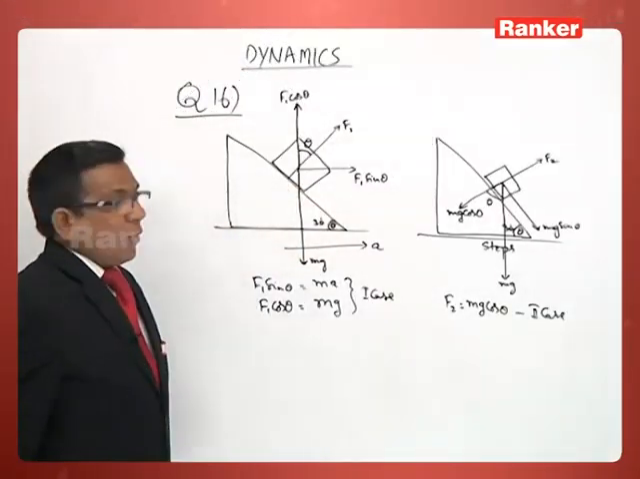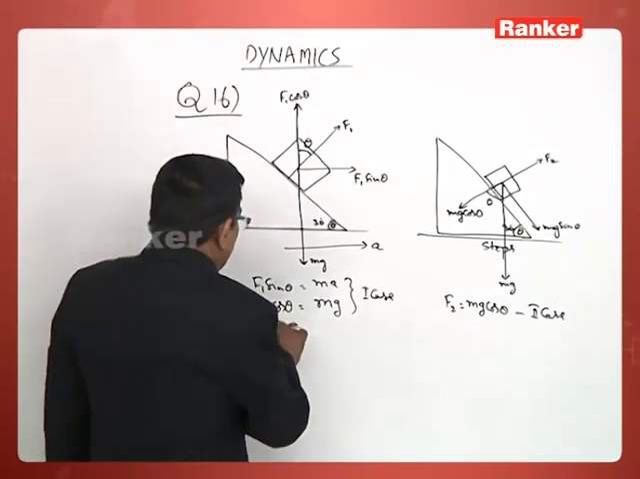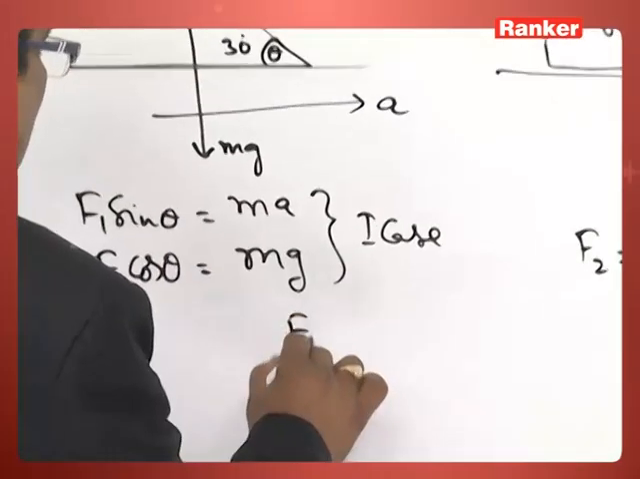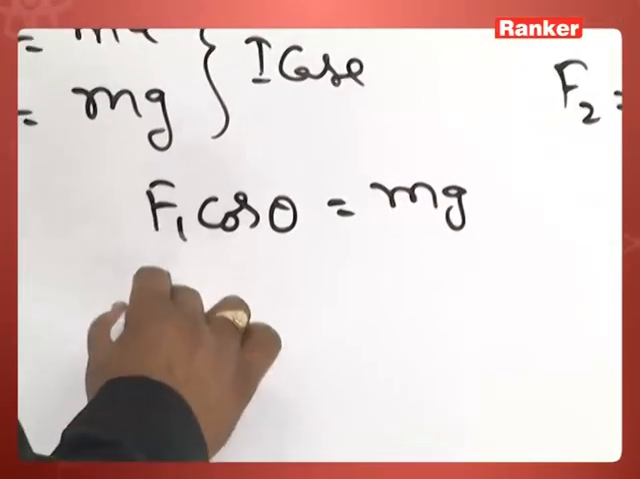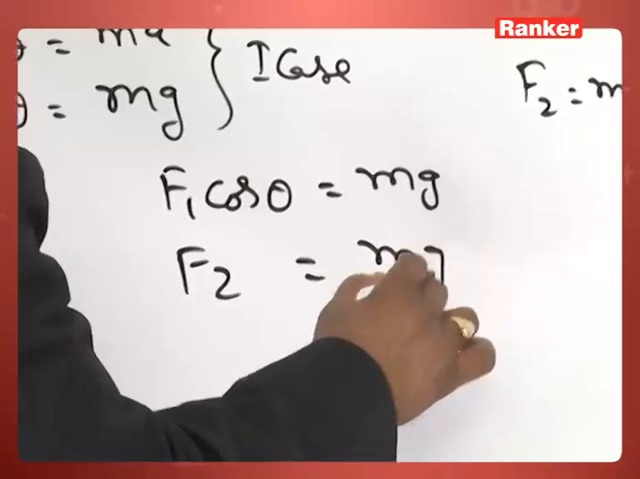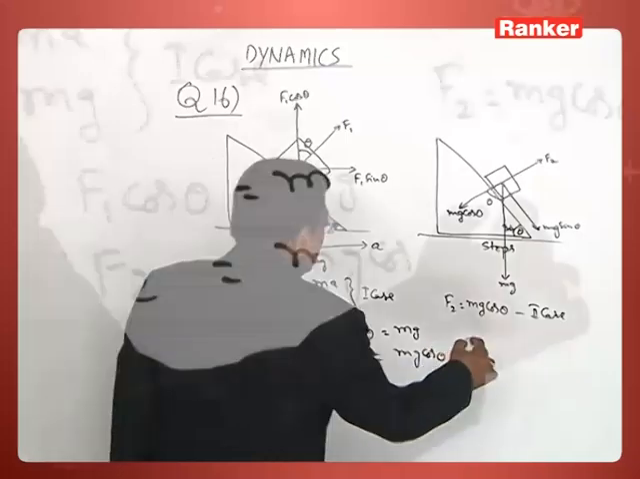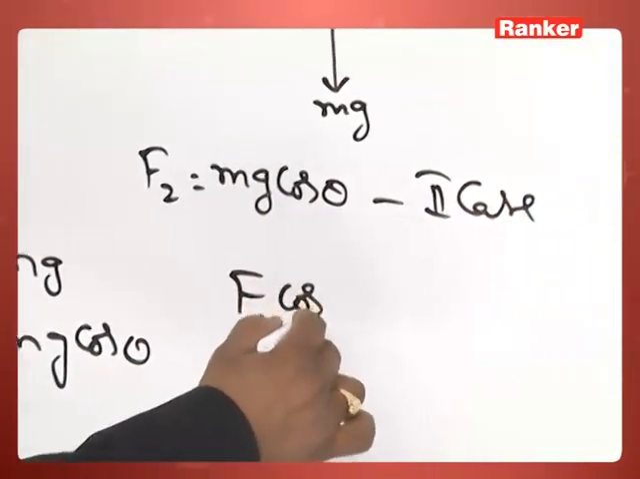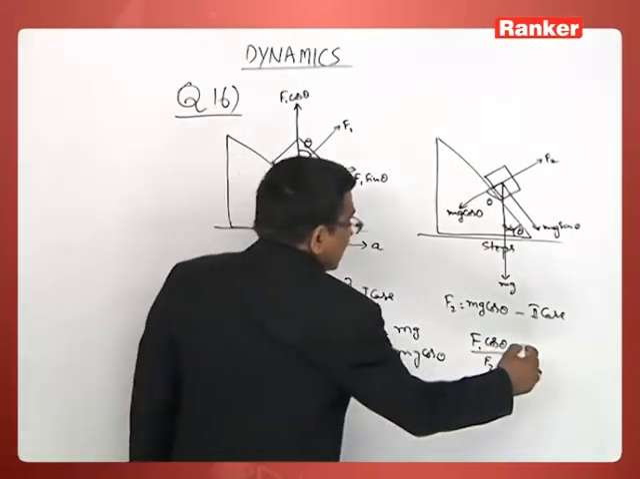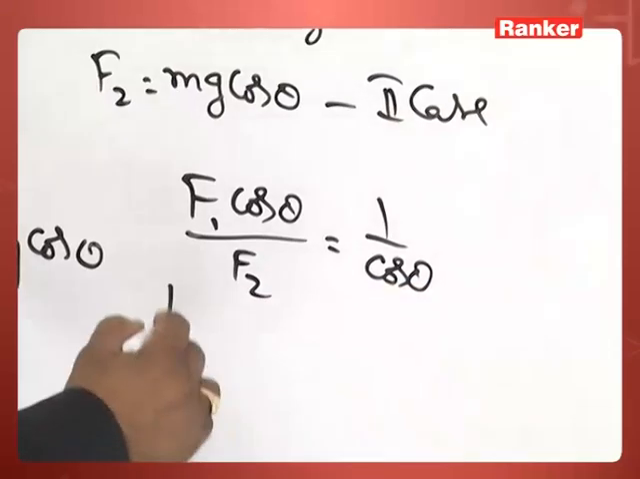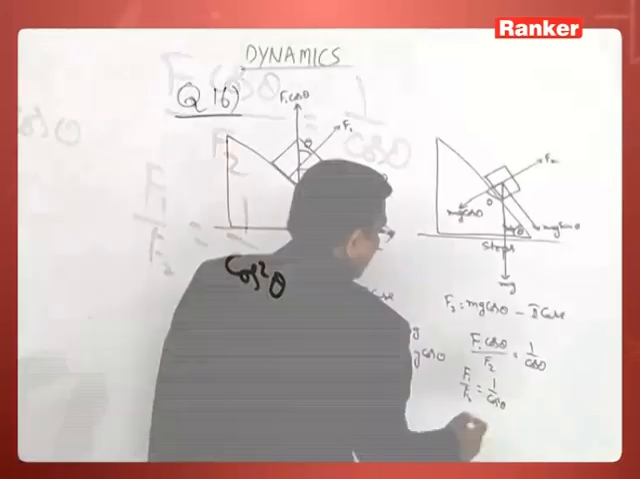But in the problem we want the ratio of F1 by F2. F1 by F2 if you want to calculate, from the first case we can write F1 cos theta is equal to mg. In the second case we can write F2 is equal to mg cos theta. As we have to eliminate mg because mass is not given, divide these two. If you divide these two, you will get F1 cos theta by F2 is equal to mg gets cancelled, 1 by cos theta. So you will get F1 by F2 is equal to 1 by cos square theta.